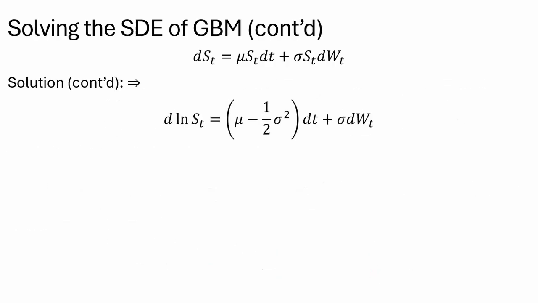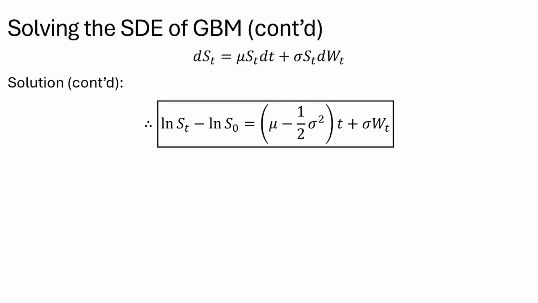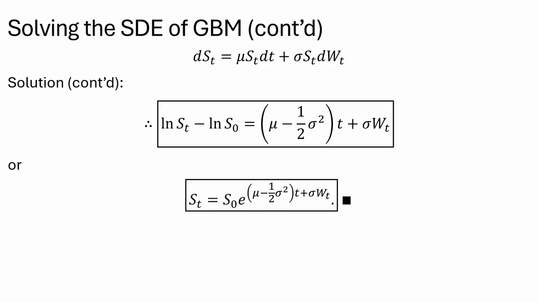After cancellation, we get d natural log of S_t equals (mu minus half sigma squared) dt plus sigma dW_t. So this is the stochastic version of separation of variables, and this SDE is known as a Brownian motion with drift. Integration is trivial. So we obtain the natural log of S_t minus the natural log of S_0 equals (mu minus 1/2 sigma squared) t plus sigma W_t. Or equivalently, S_t equals S_0 e to the (mu minus half sigma squared) t plus sigma W_t.